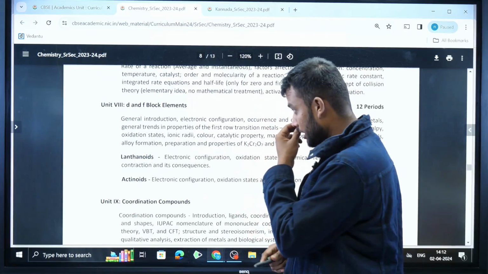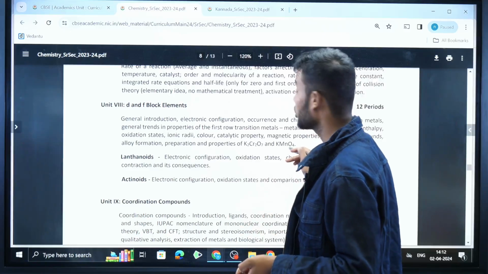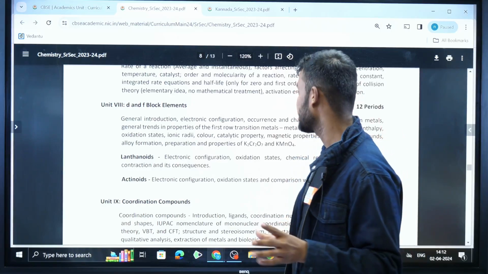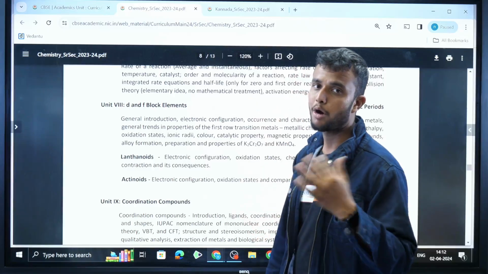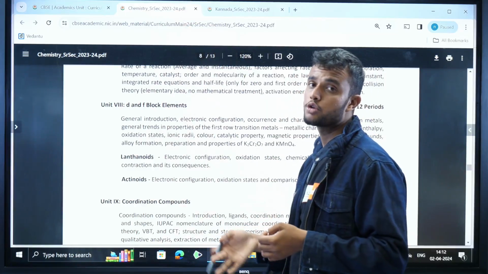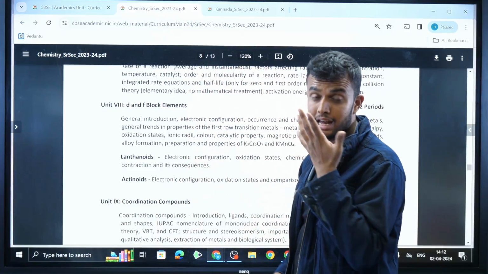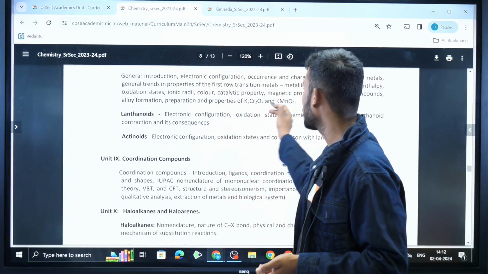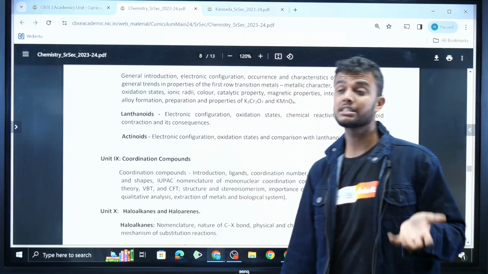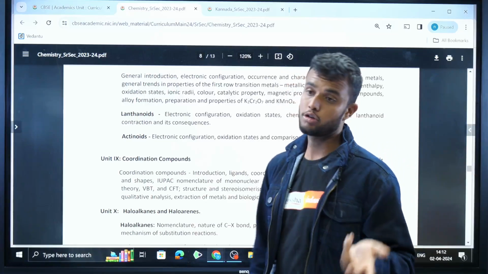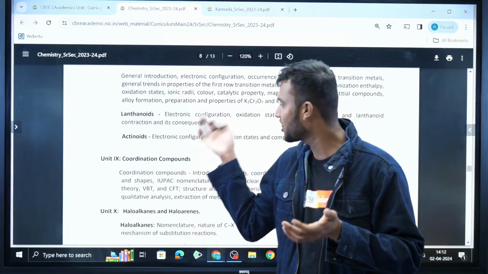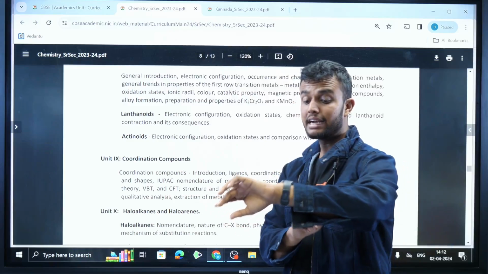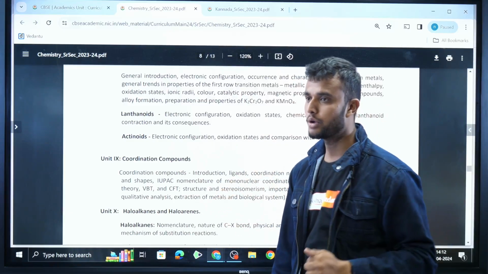D and f block: in d and f block, general introduction, electronic configuration of d block elements, occurrence and characteristics. Transition elements are nothing but 3d elements, my dear students. Especially we discuss the 3d elements, their properties, what happens when we come down the group or along a period, the major relevant properties, everything we discuss. Then lanthanoids: electronic configuration, oxidation states of the lanthanoid series. Then why do we place the lanthanoids and actinoids outside the periodic table, in a different place? If you know, let us know in the comment section, my dear students.